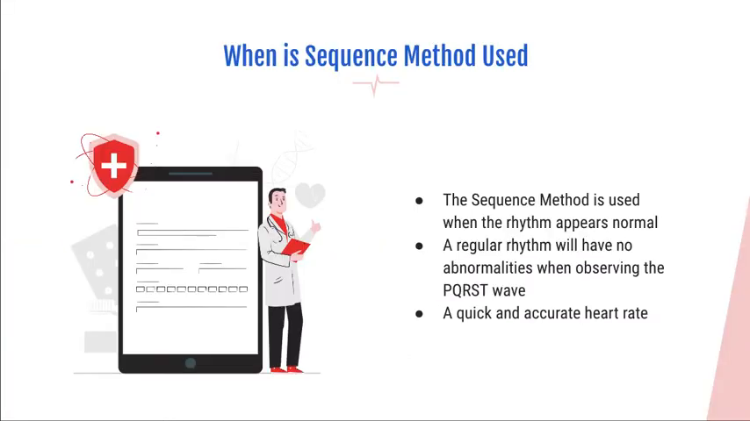When is sequence method used? 1. The sequence method is used when the rhythm appears normal. 2. A regular rhythm will have no abnormalities when observing the PQRS rate. 3. A quick and accurate heart rate is easily checked with this method.